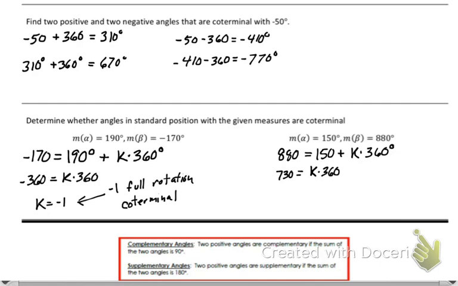Divide both sides by 360, and you're going to come up with a fraction. You're going to come up with 73 over 36. If you plug it in your calculator, you come up with a decimal. As soon as this isn't a whole number, it's not coterminal. So this is not coterminal.